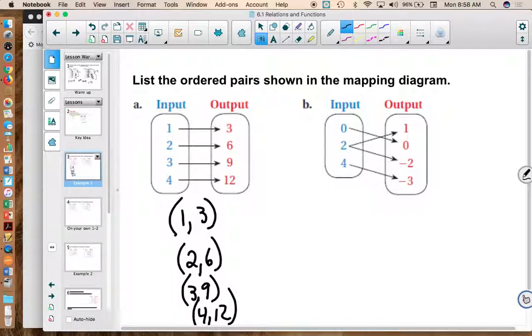With that information, could you graph that if you wanted to? Sure you could. Okay. What about B? What's the mapping diagram? What ordered pairs is it giving us? Marissa, give me the first one. 0, 0. Okay?